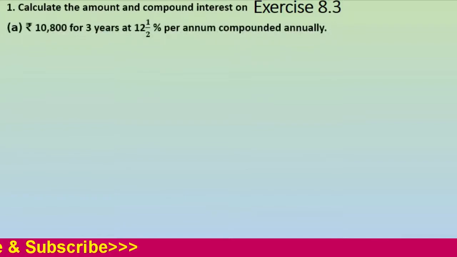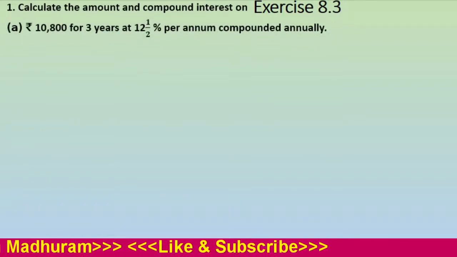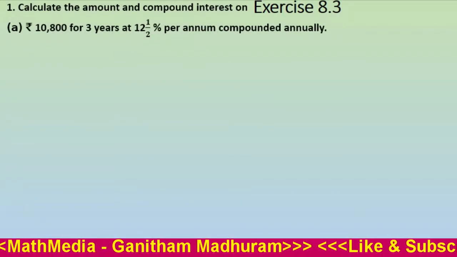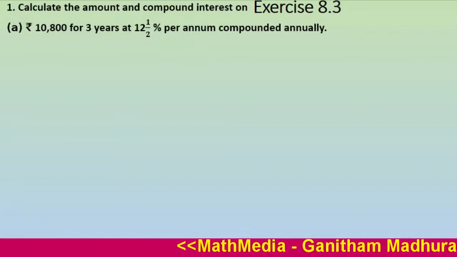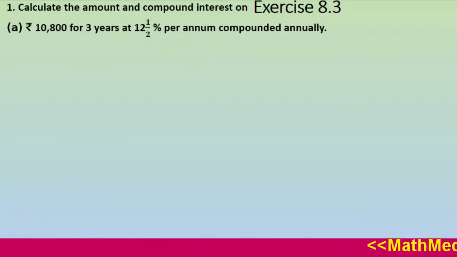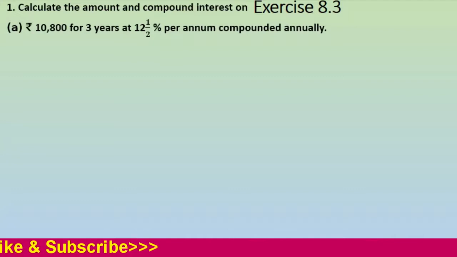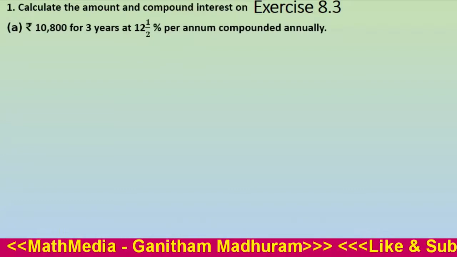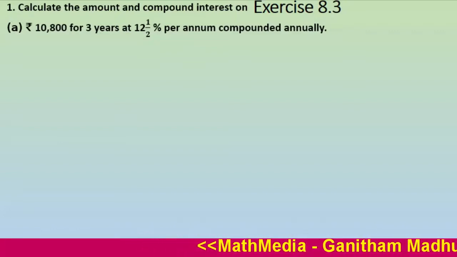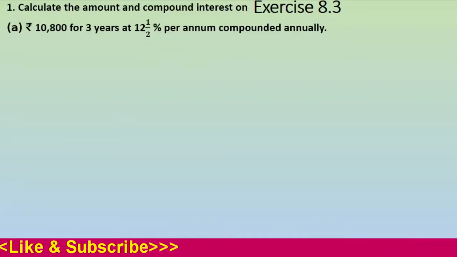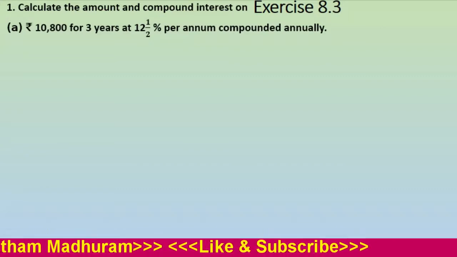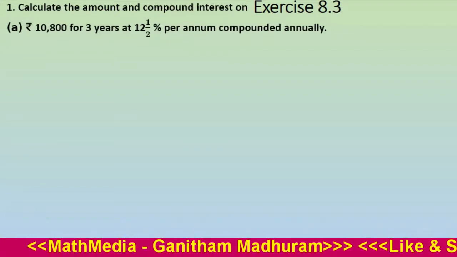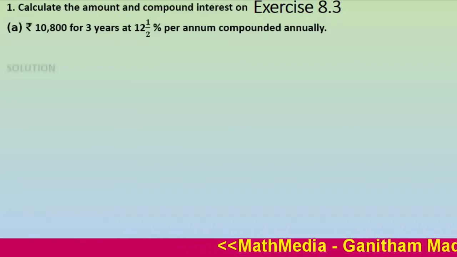Our first question is: calculate the amount and compound interest on rupees 10,800 for 3 years at 12 1/2 percent per annum compounded annually. I think the question is understood. We have to find the amount and compound interest. So let's solve the sum.